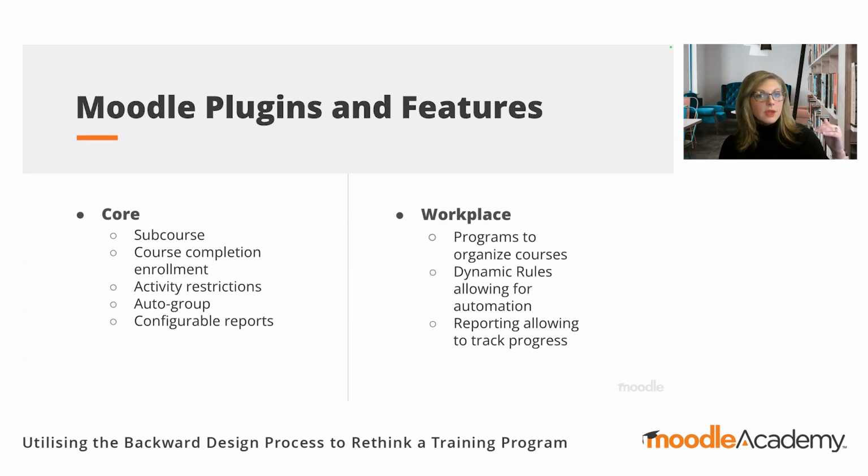With the subcourse plugin, we're able to see whether or not a course is complete. We're able to do the activity locking so that they're not able to get into that new course until the previous course had been completed. We did course completion enrollment. So if they were able to complete a previous course that was required, then once that course was completed, they were enrolled into the next course as well. Like I said, activity restrictions, those are key. That's just built in.